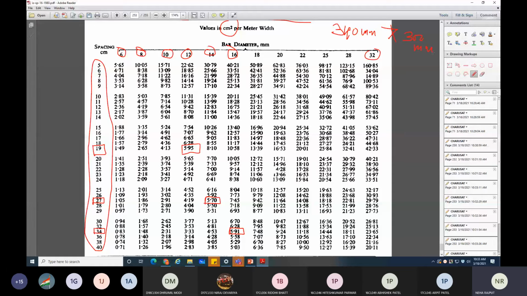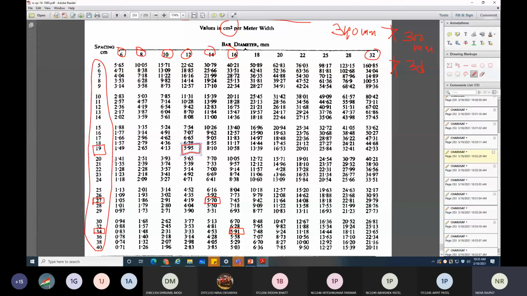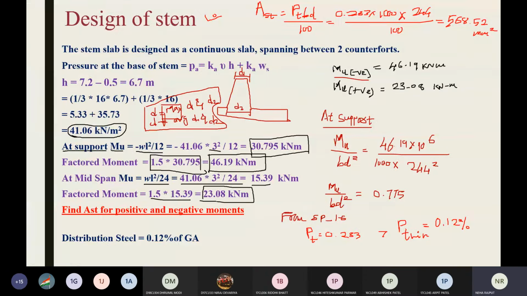300 mm for main. So you need to keep in mind this clause also, that your spacing should not be more than 300 or 3D. Right, that should not be more than 300 or 3D. So this check also you need to keep in mind while choosing the diameter of bar. So here 16 mm diameter bar you cannot choose because that spacing is more compared to the IS provision. Right. So this way you can consider. Here I have considered 5.95, that is 12 mm diameter and 190 mm center to center.